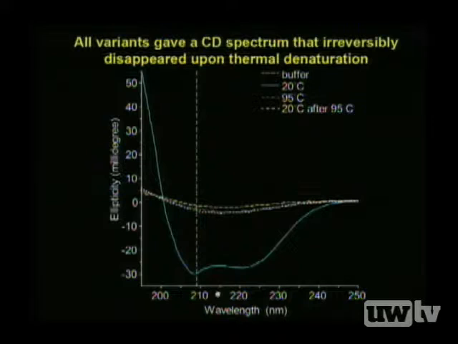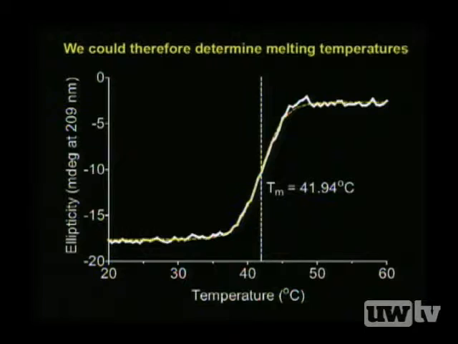So once this thing unfolds, it's done for. It doesn't refold. So what that allows us to do is heat it up gradually and monitor this light polarization signal at 209 nanometers. And what we see, for the wild type protein, is that when we heat this up, there's a lot of signal, so it's well folded, and at around 41 or 42 degrees the protein starts to unfold, and the midpoint of this transition is about 42 degrees. So the thermal stability of the wild type protein is about 42 degrees.